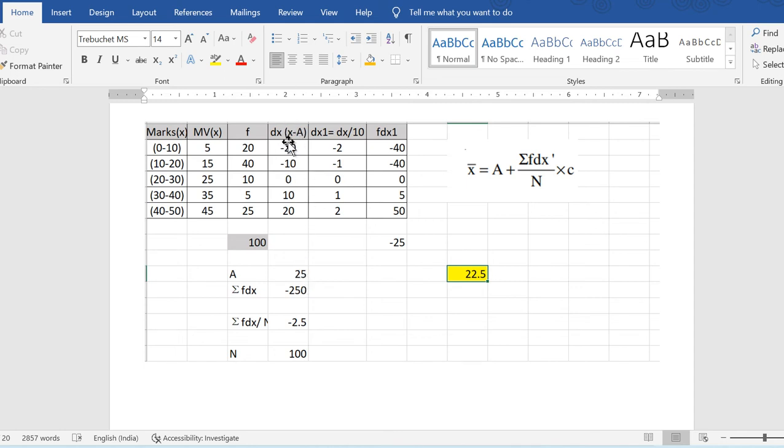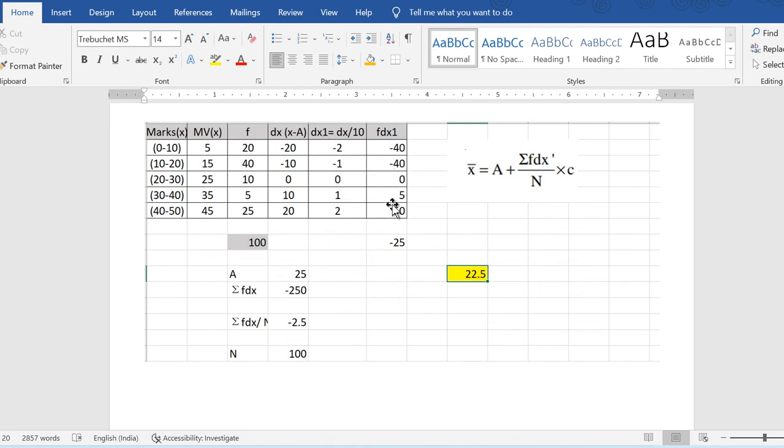Dx is the difference between X and A. The answer you get when you subtract A from X, that is X minus A, that is the values given here. Now let us calculate a parameter dx1, which is dx divided by 10. And these are the values that are obtained. Finally, let us do a product of f into dx1. F is here and dx1 is here. So the product is this.